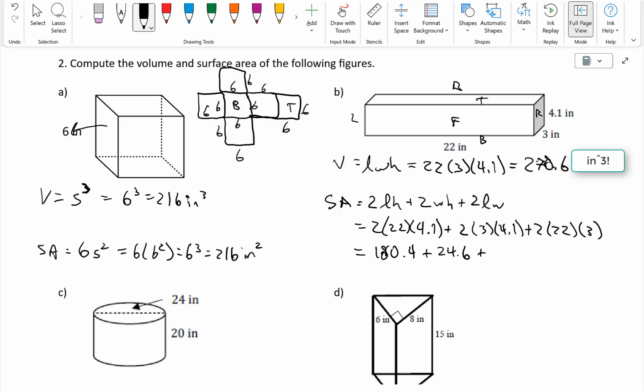Plus, we get a 66 times 3, or 44 times 3, or 66 times 2. So how about a 132? And altogether, that's going to give us 337 inches squared for our surface area. All right, so we got our box.